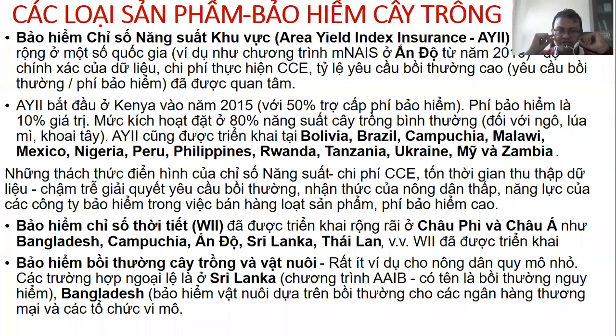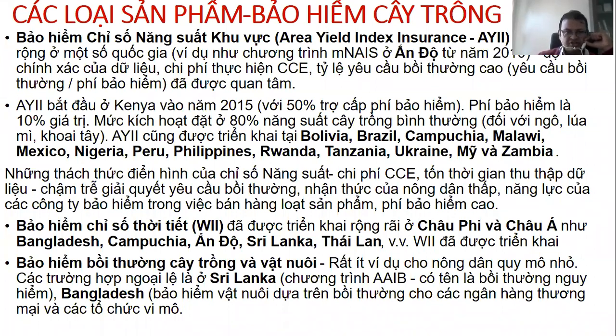There's also a challenge around high claims ratios. So sometimes the claims have been much higher than the premiums, which has made it difficult for some participating insurers or even reinsurers to continue. Yield index has also been tried out in many other countries, including Kenya, with subsidies in place, and also quite a few other countries. Some examples are given here.